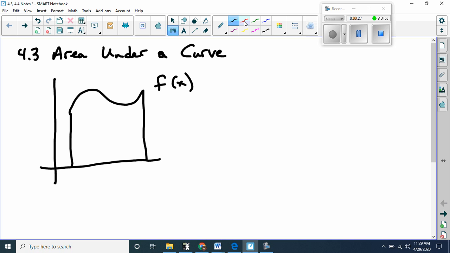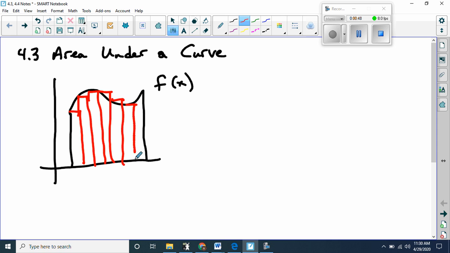The first way we're going to learn how to do that is to approximate that area by drawing some rectangles. I'm going to take this y value and make a rectangle, because we know how to find the area of rectangles. We would draw however many we need to get all the way across. If I can find the area of all these rectangles and add them up, it's not going to be the exact area under the curve, but it's going to be an approximation of that.